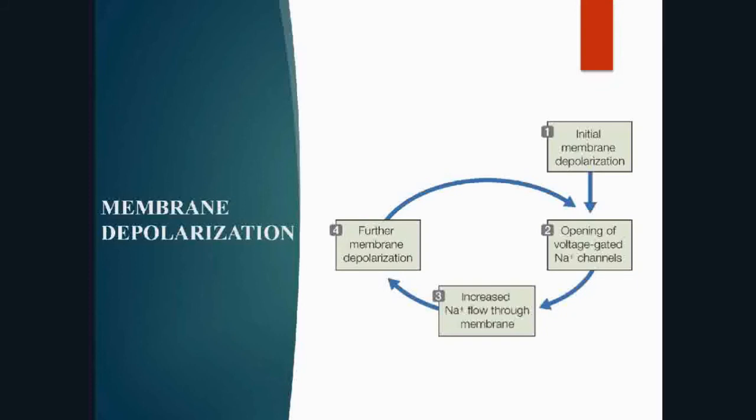This generates the nerve action potential that causes flow of electric current along the nerve fiber with the initiation of new action potentials. The cycle continues until the nerve signal reaches the end of fiber.